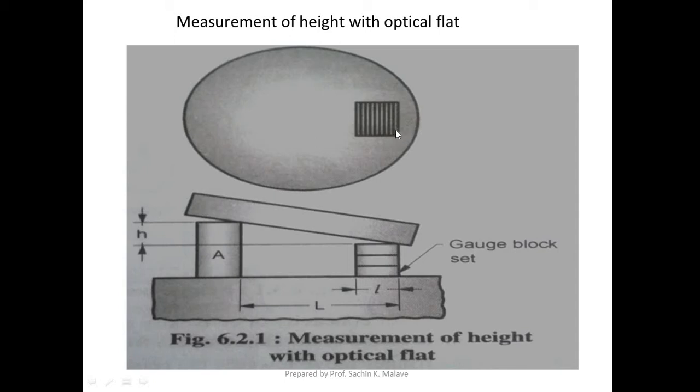So this dark fringe is formed when this height difference is lambda by 2. Accordingly, we can find out this height difference. So this height difference corresponds to length L. Now once we find out this height difference, that is the difference between the top surface of the gauge block and the bottom surface of the optical flat, we can easily find out this difference h.